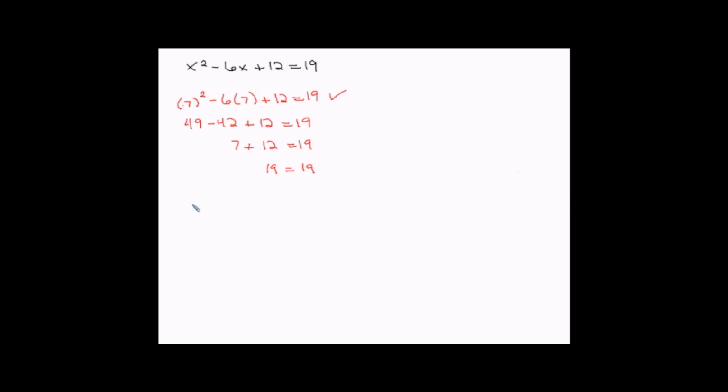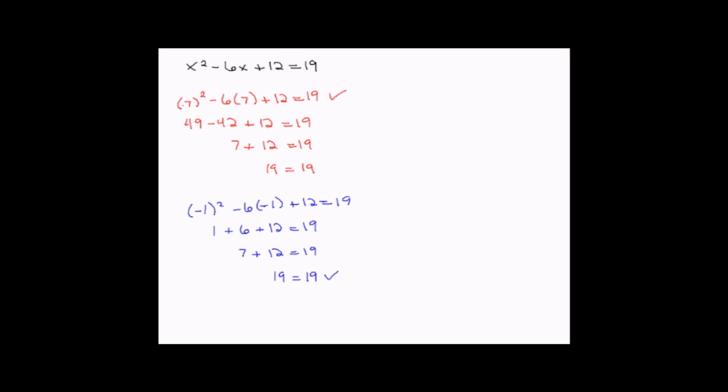And I can try negative 1. Negative 1 squared minus 6 times negative 1 plus 12 equals 19. And I get 1 plus 6 plus 12 equals 19. 7 plus 12 equals 19. And we know we got the right answers.